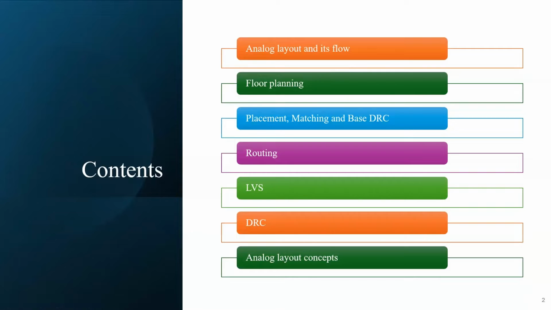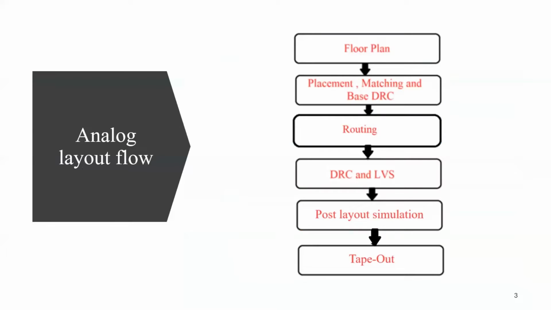So starting with the floor plan. With the analog layout flow, this is the whole hierarchy of the analog layout flow, in which we start from floor plan and end with tape out, which goes to fabrication after post layout simulation. So first we do the floor plan.